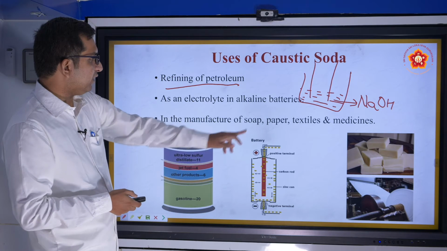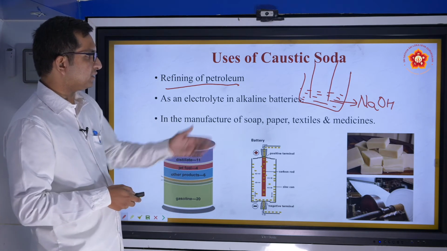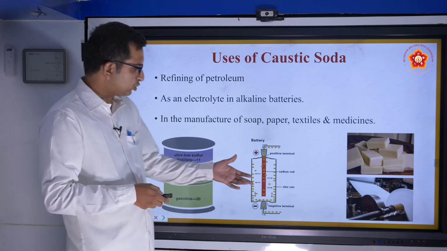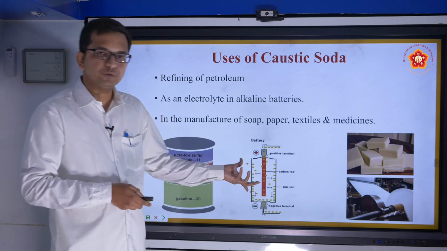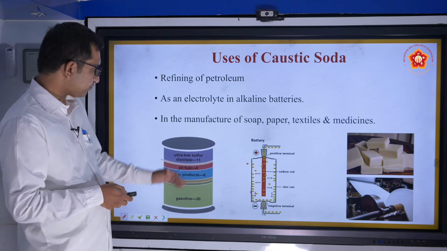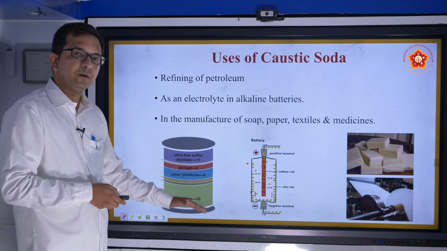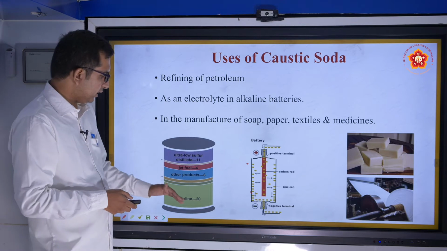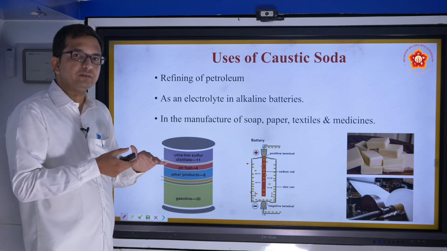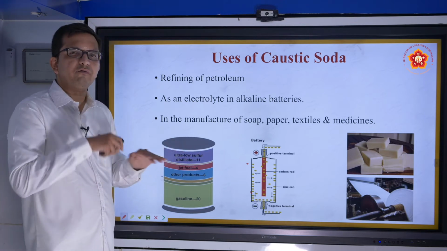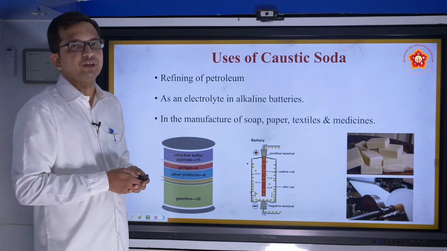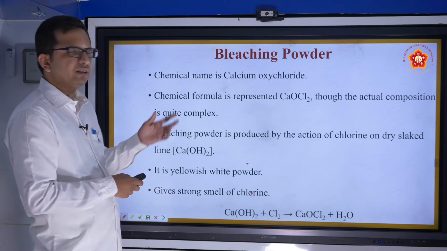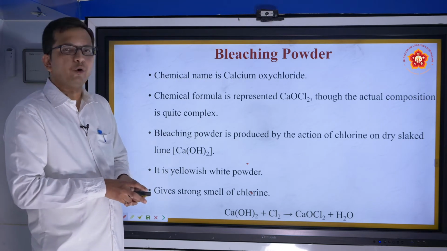It's also used in the manufacture of soap, paper, textiles and medicine. Certain pictorial representations are shown here, like the battery, and that being used in textiles and all. And this is more the refining process that we undertake, where with the support of NaOH, the refining machinery is able to segregate various products of petroleum. So this is about caustic soda, and the next one is bleaching powder.